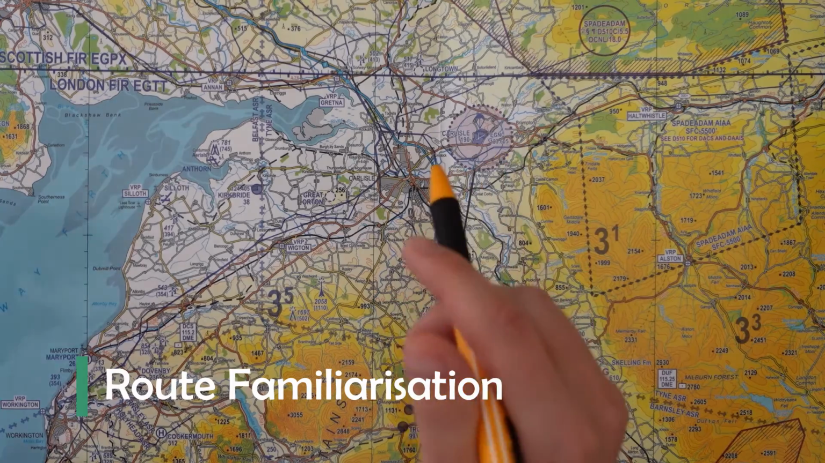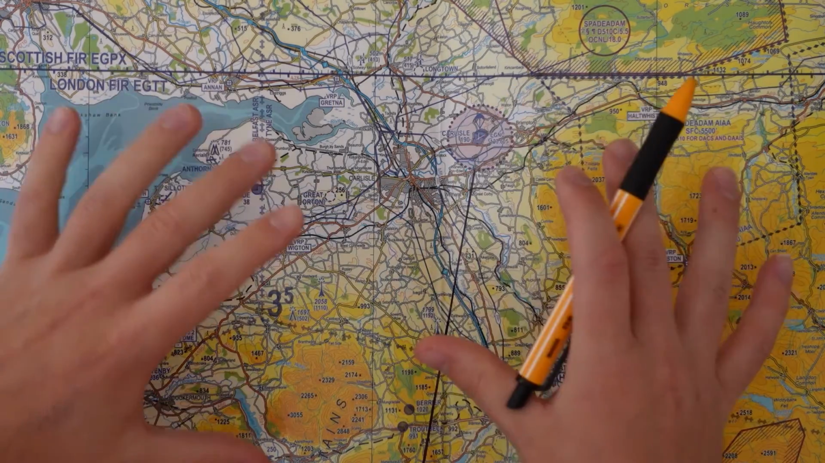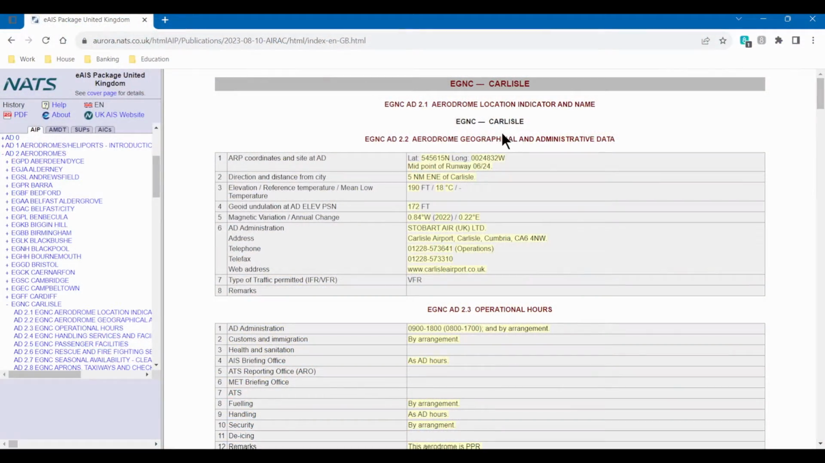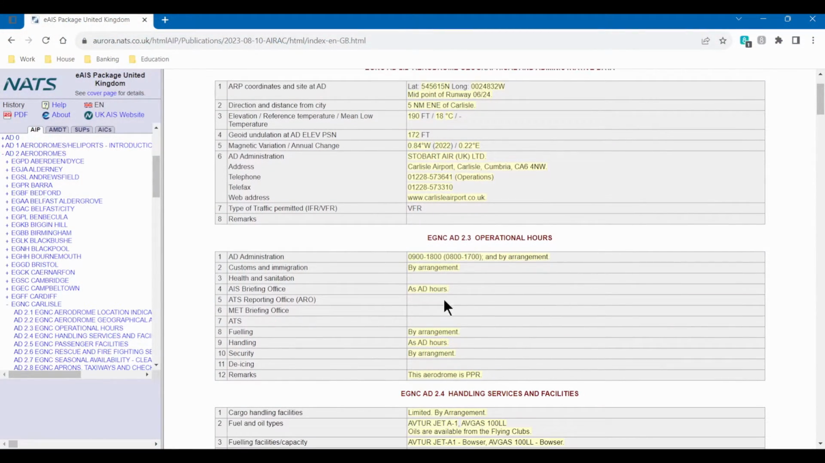So the first thing we're going to do is get familiar with the airports that we're going to be using and the chart that we're going to be using as well. We're going to start off by looking at the AIP for Carlisle, or if you have had access to more friendly airport charts, then you could use them. We'll just take a little notes of anything that is important to our flight.